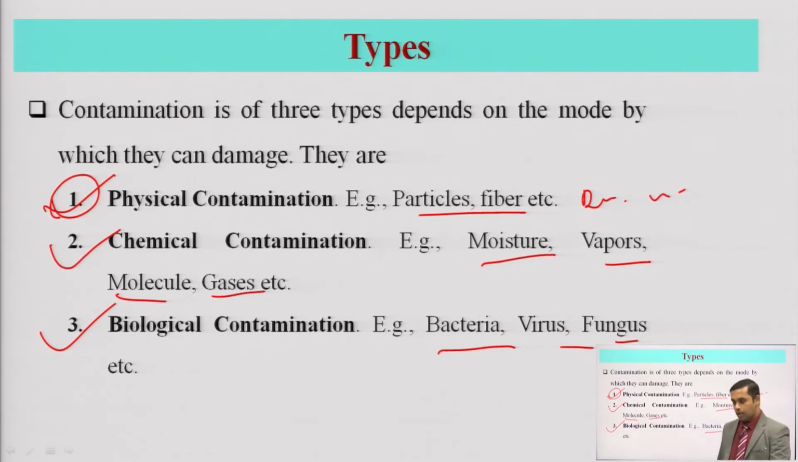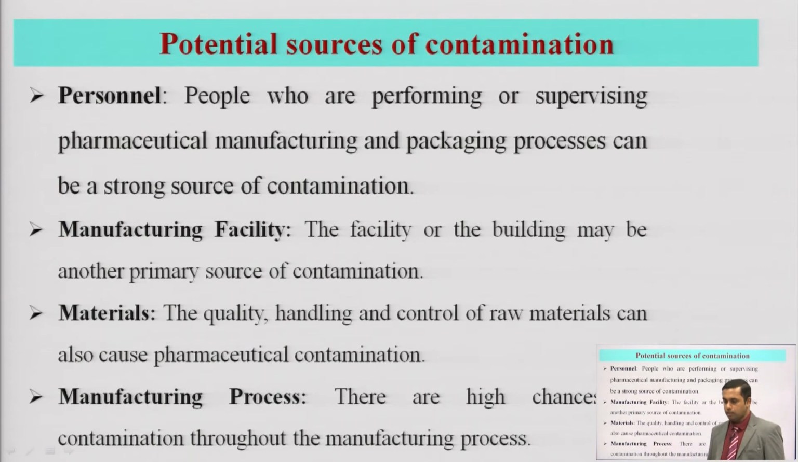Now, after giving you the types, let me tell you the potential sources of contamination, from where this contamination is actually happening. First, personnel, meaning the people working in the industry, are the first source of contamination. How? People who are performing or supervising pharmaceutical manufacturing and packaging processes can be a strong source of contamination.